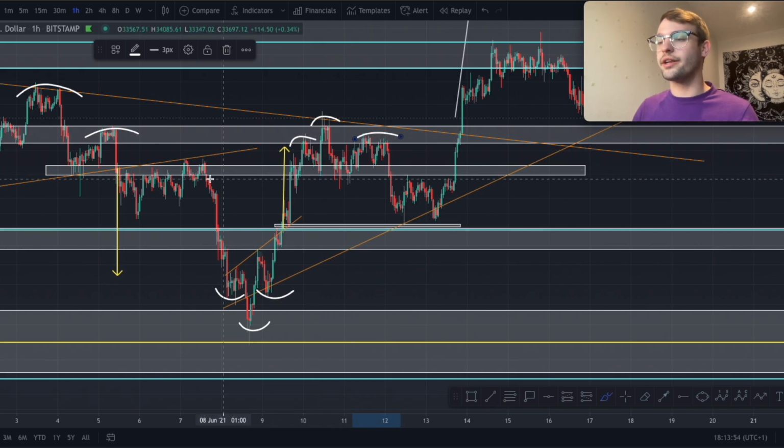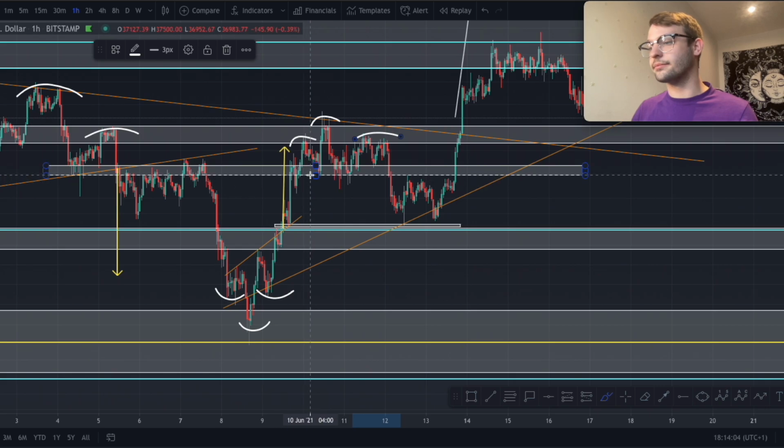So for this one, it's got a different neckline. So here we're just going to use this box's horizontal neckline, instead of a trend line, because it's a bit more difficult to draw one here. So we'll just use the horizontal line.